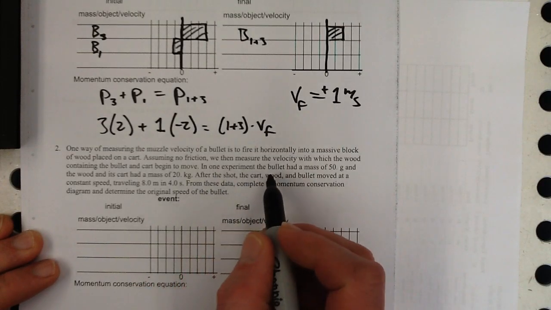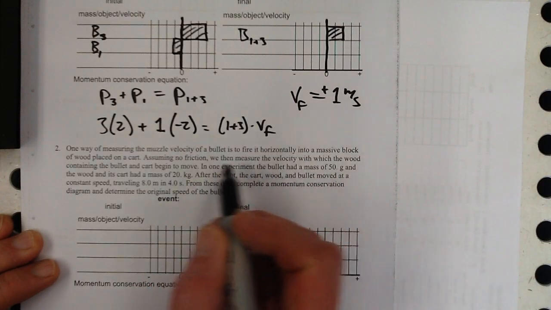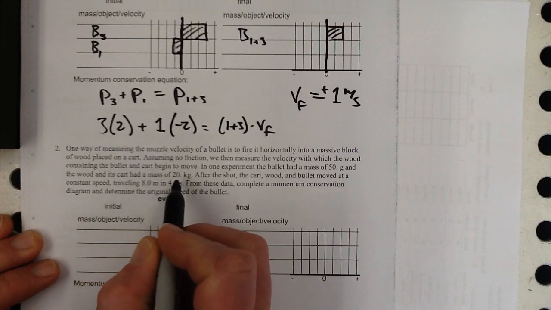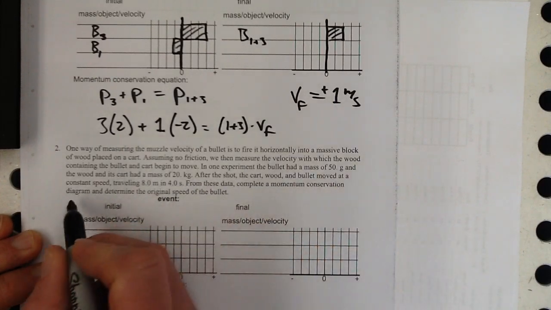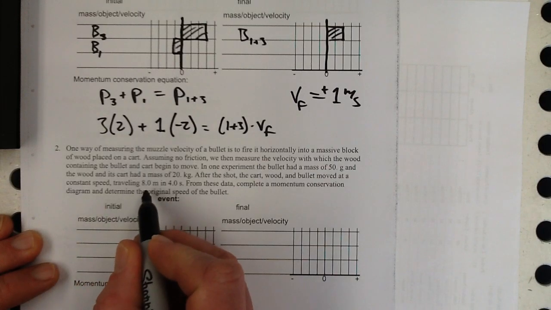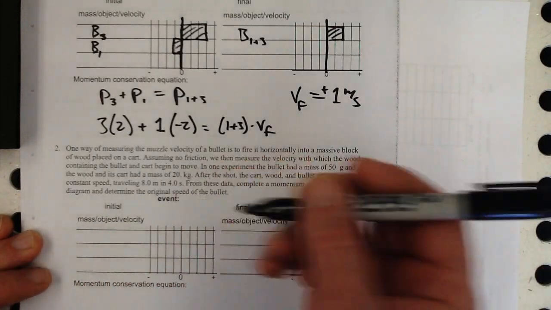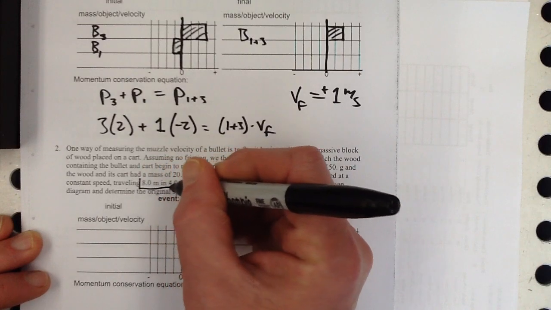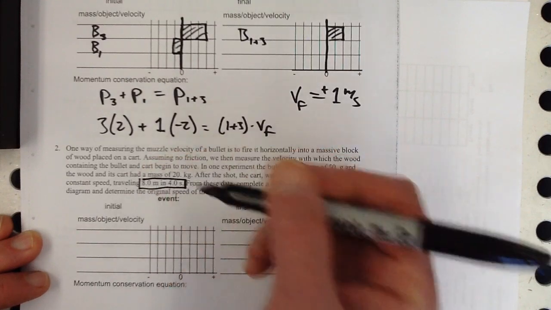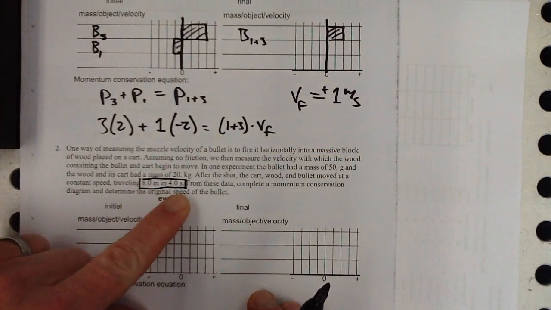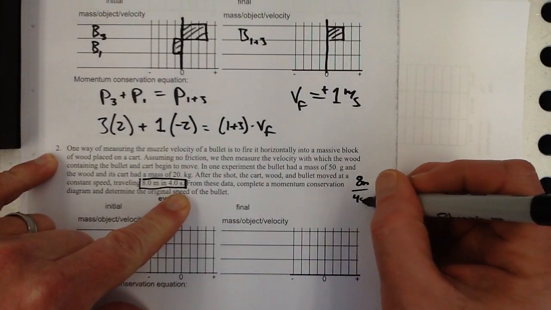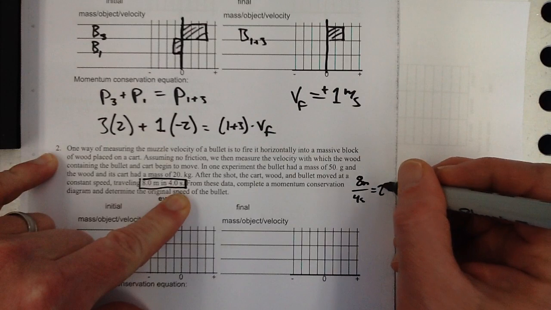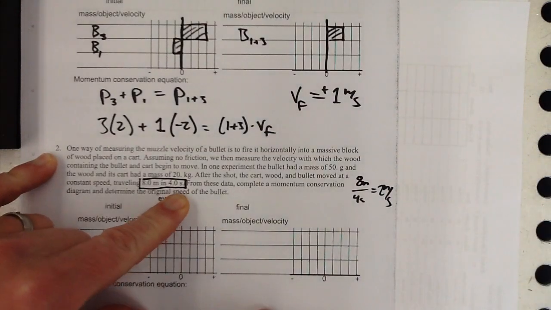In one experiment, the bullet has a mass of 50 grams. The wood and its cart had a mass of 20 kilograms. After the shot, the cart, the wood, and the bullet moved at a constant speed, traveling 8 meters in 4 seconds. Okay, so they're giving us this, so we would have to assume no friction, that it's not slowing down. So 8 meters in 4 seconds is 2 meters per second.